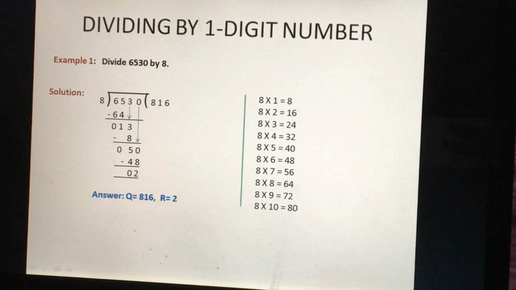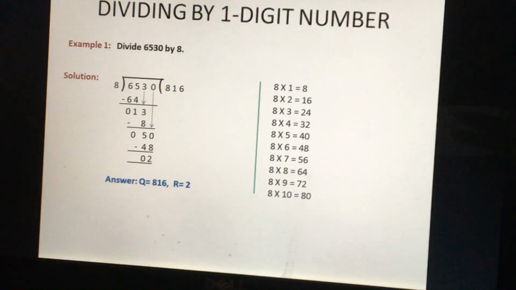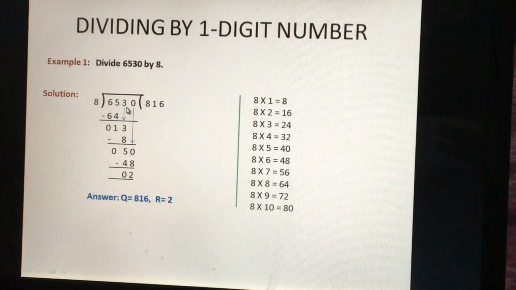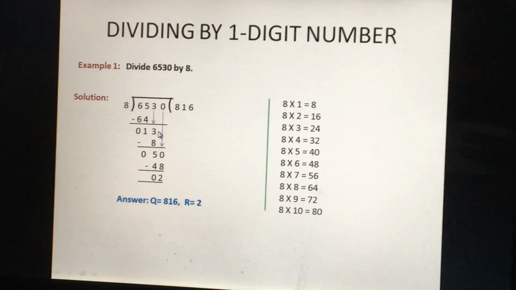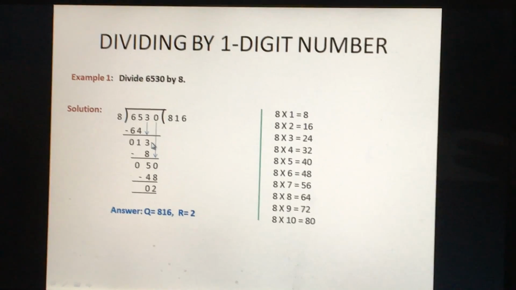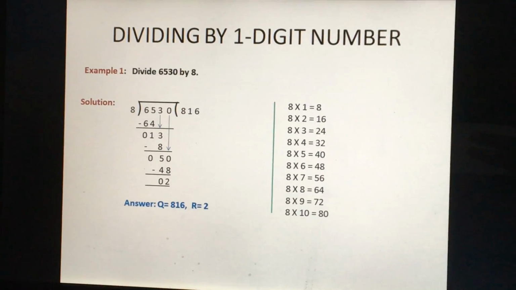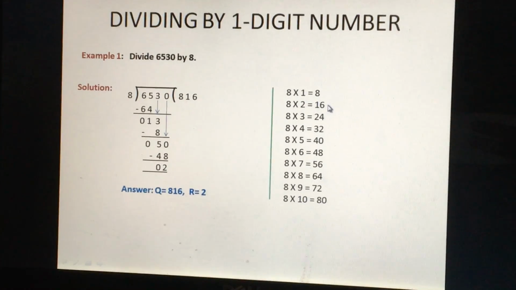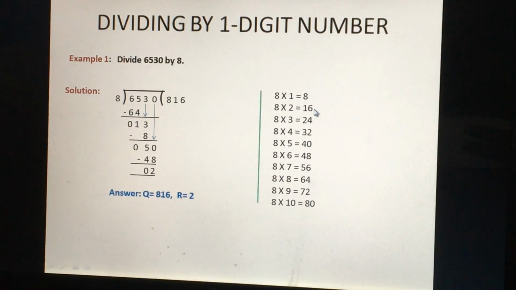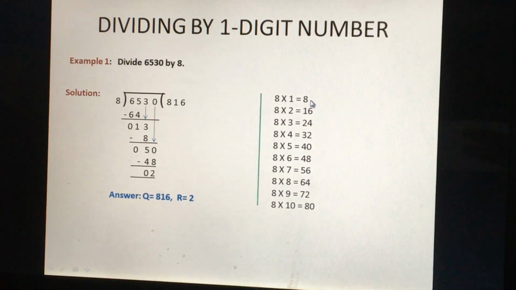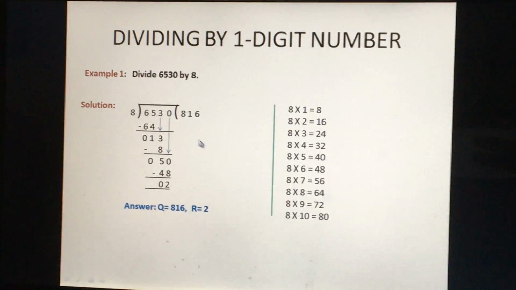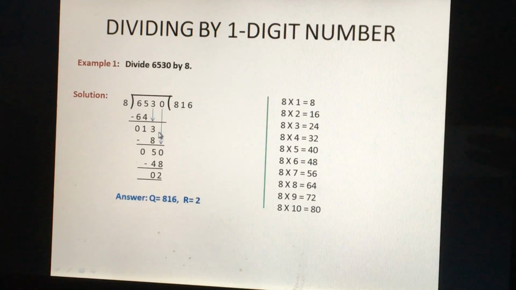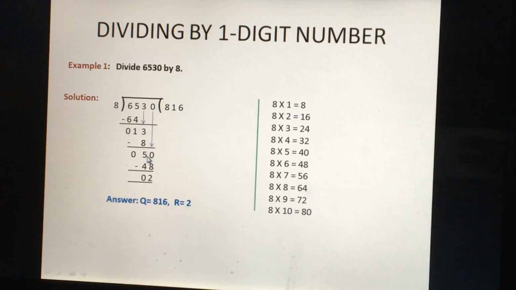Now 1 is smaller than 8, so we cannot divide. What do we have to do? We have to bring down the next digit. What is the next digit? 3. So we will bring down 3. Now our number is 13. We have to divide 13 by 8. Again we check the table for a number less than or equal to 13. We cannot use 16, we have to take less than 13. So which number will we take? 8. We write 8 ones are 8. We subtract 8 from 13 and we get 5.